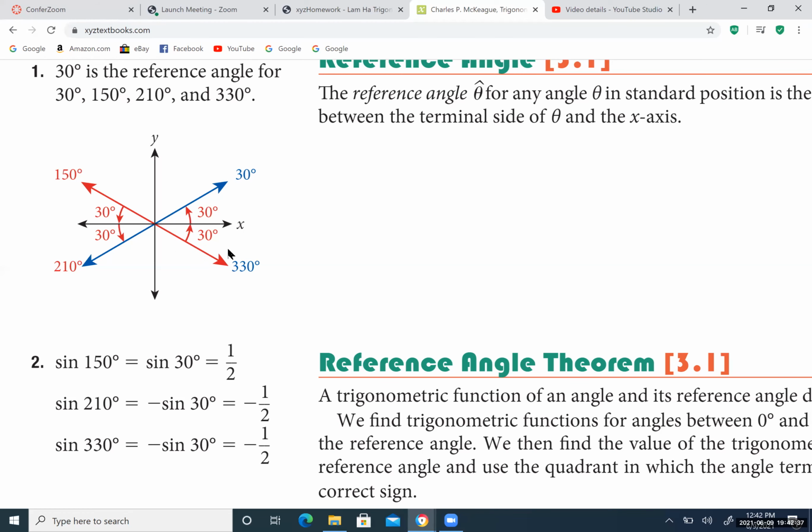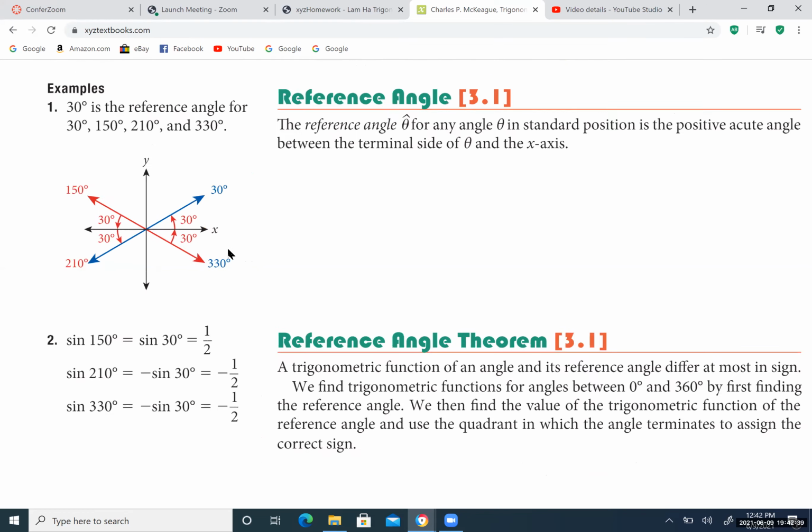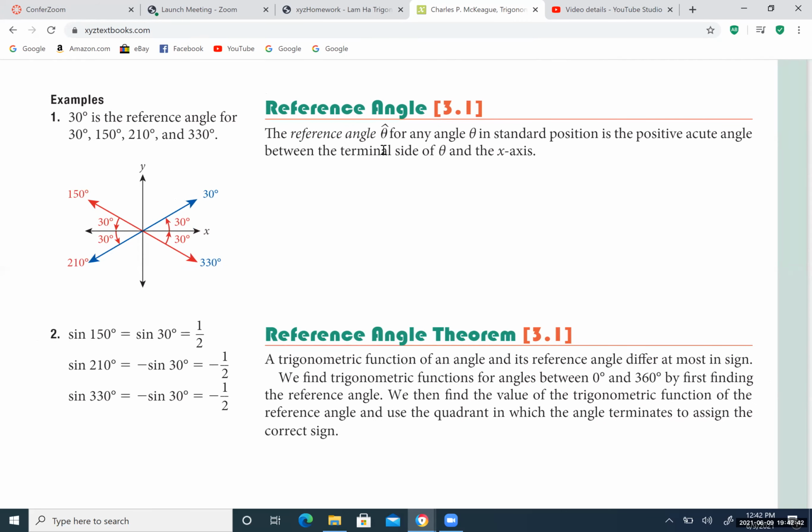To figure out the reference angle, let's look at the definition. The reference angle theta hat for any angle theta in standard position is a positive, remember, positive, so all the time it will be counterclockwise, acute angle. Acute angle means the angle has to be less than 90 degrees, between the terminal side of theta and the x-axis. The terminal side is where the angle stops, right? And the x-axis, we're talking about this black line.